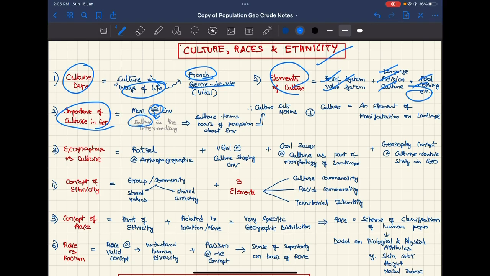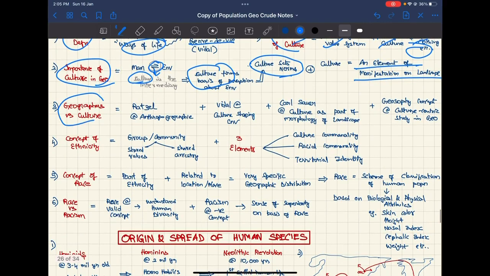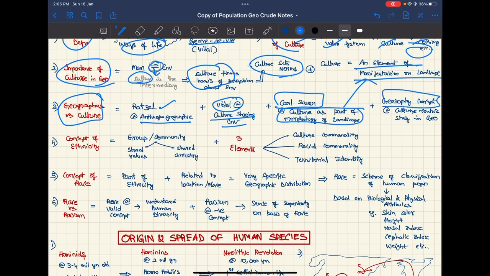The culture is the intermediary. So culture forms the basis of how we perceive the environment. So culture sets the norms. It is an element of manifestation on landscape. Some geographers who gave importance to culture: Ratzel in his book Anthropogeography, Vidal in his concept of culture shaping environment, Carl Sauer with culture as a part of morphology of landscape, and the geosophy concept, which is culture centric.